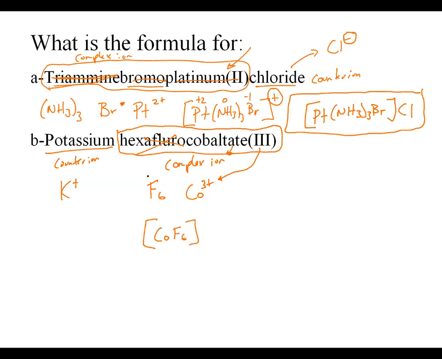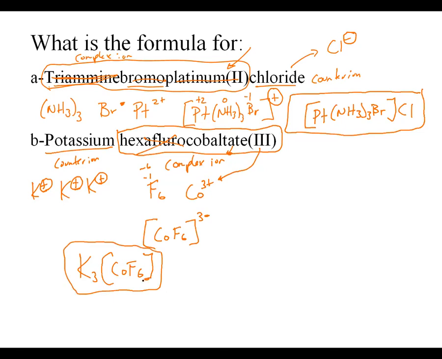Each of these fluorines is -1, and that's -6, which means overall my complex ion is going to have a -3 charge. That's important because when we come back to our counter ion, we don't need 1, we don't need 2, we need 3 of these, to give us +1, +2, and +3 to balance it out. Putting that together, K3CoF6 would be our formula here. Any questions on any of those formulas?